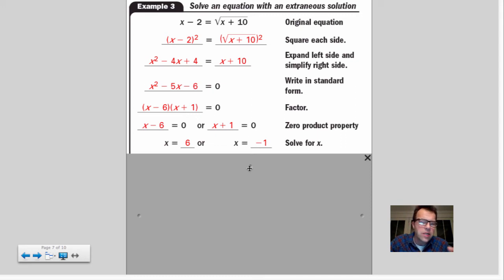And you might just take a look and say, 6, it doesn't look so obvious. I mean, well, 6 you could plug in. 6 minus 2 is 4, and 6 plus 10, the square root, is also 4. So that does check out. But look at what happens with negative 2.